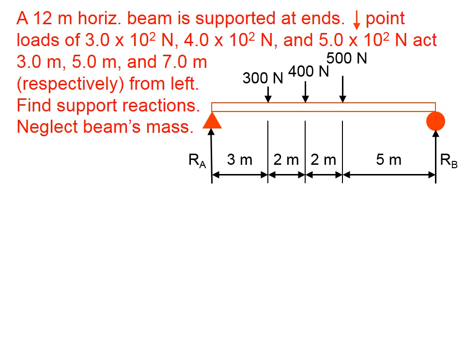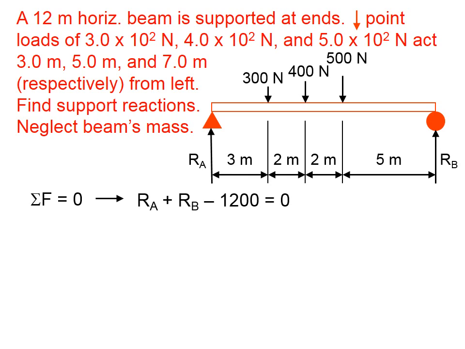Again, we're going to neglect any mass of the beam, we're going to consider it negligible, and we want to find the reactions at A and at B. So let's write a force equation first. Here we have 5 forces: reaction at A, reaction at B, and then 300, 400, and 500 newtons. A and B act upwards. These three act downwards.